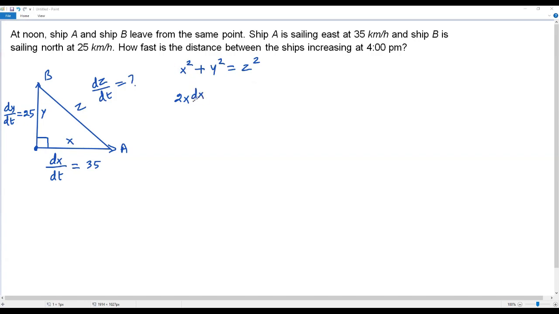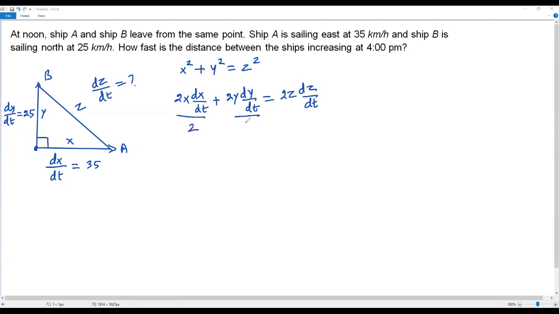Then I'm getting dx over dt. The same thing, when I do it for y square, I'm getting 2y times dy over dt. And on the right side, when I do the same thing for z square, I'm getting 2z times dz over dt. So here everything is a multiple of 2, so we can divide the whole equation by 2 to simplify.